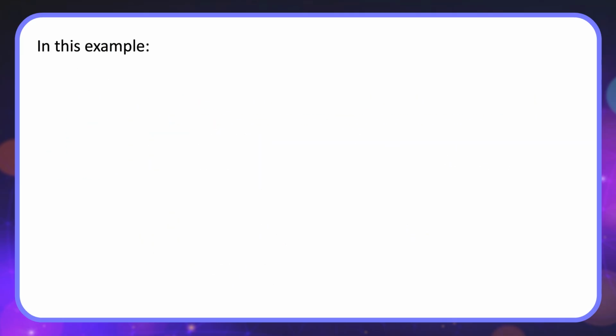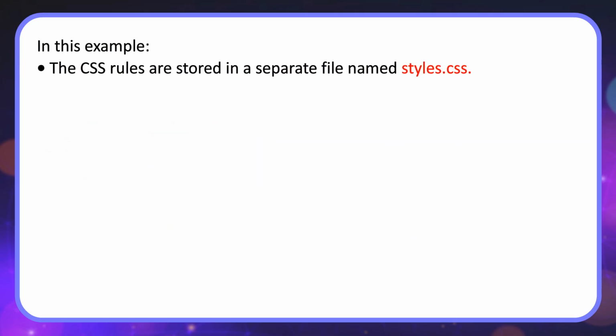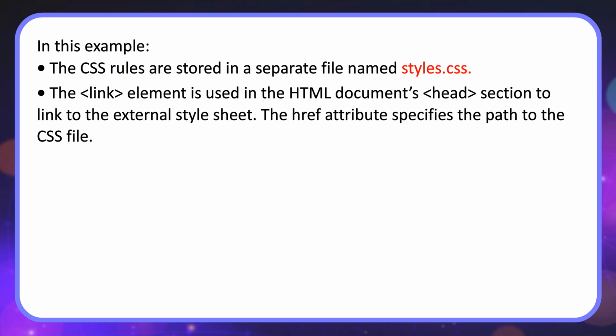External style sheet example. In this example, the CSS rules are stored in a separate file named styles.css. The <link> element is used in the HTML document's <head> section to link to the external style sheet. The href attribute specifies the path to the CSS file.